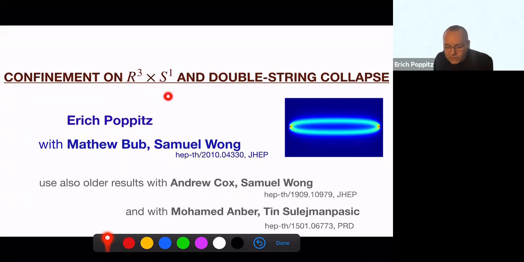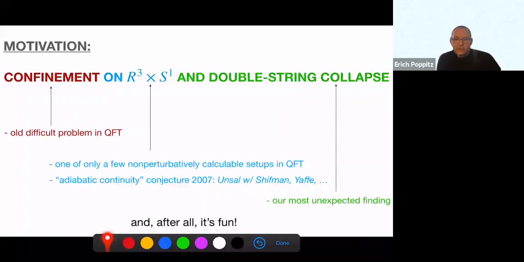So yes, I'm going to tell you about this work, which is really a summer project for two very bright undergraduates, Matthew Bupp and Sam Wong. And it's a wonderful thing in this Zoom era that they can be both here. As a matter of fact, some of the details of the work I'm not really privy to, so they can help me out if there are questions. I will also use some results of older work with Andrew Cox, Samuel Blanc, Mohamed Anber and Tin Sulejmanpasic.